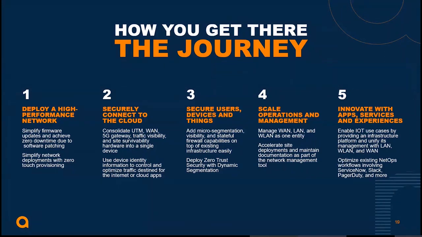The second one is securely connecting to the cloud. This is where our SD-WAN features come in. We consolidate the UTM features, and we also have other features incorporated into our SD-WAN platform. Third is security. This is where the protect layer comes in. We can now secure users' devices and IoT things that connect to your network. From here, we will have total visibility of our network using ClearPass Device Insight, and perform zero trust security using Aruba dynamic segmentation.